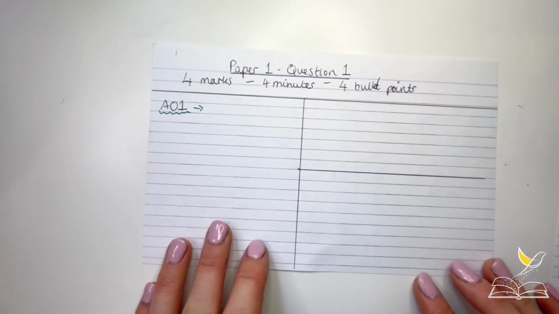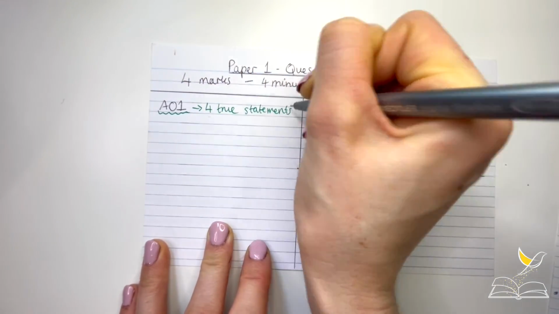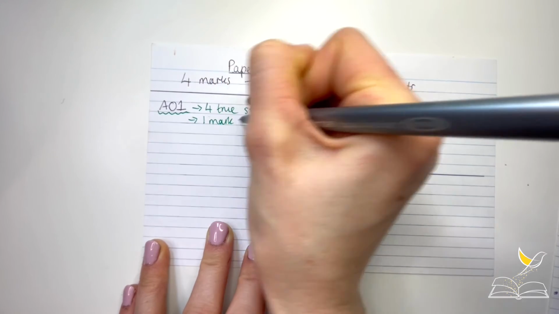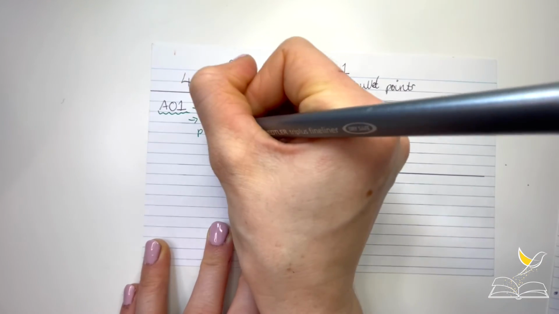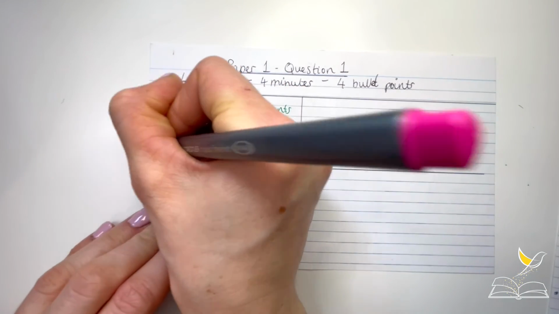So you might remember assessment objective number 1 applies to this question, and that is to identify and interpret explicit and implicit information and ideas. Really though, you just need to remember it's 4 true statements and 1 mark for each point that you make correctly.